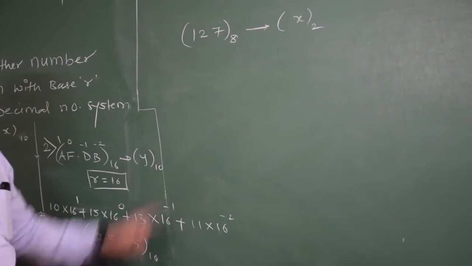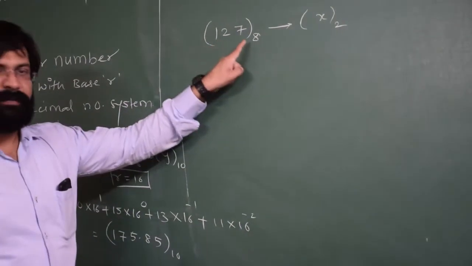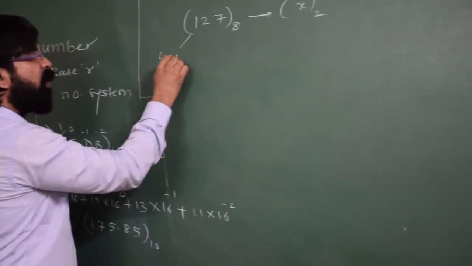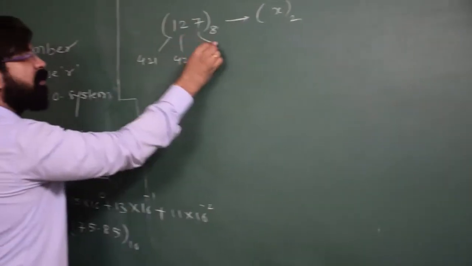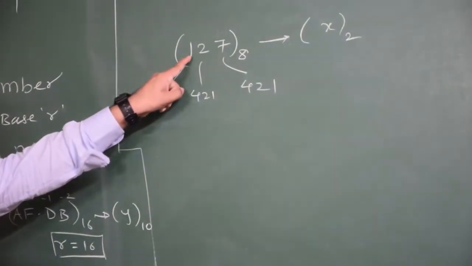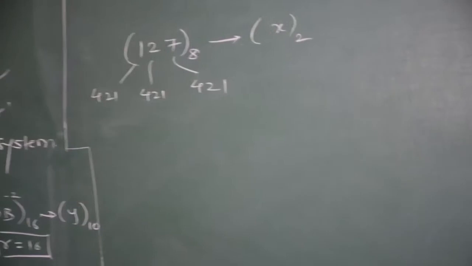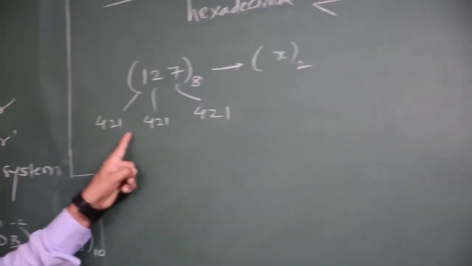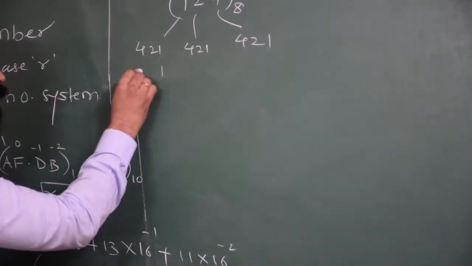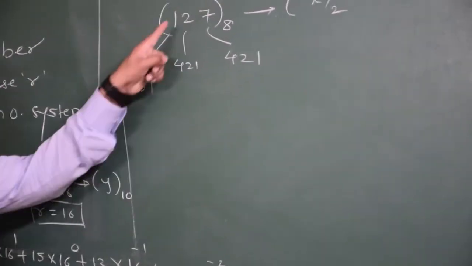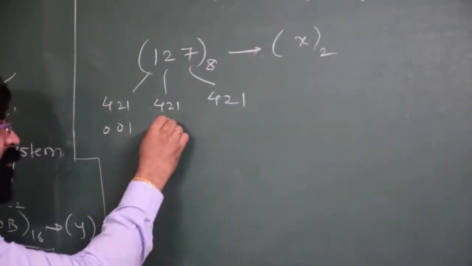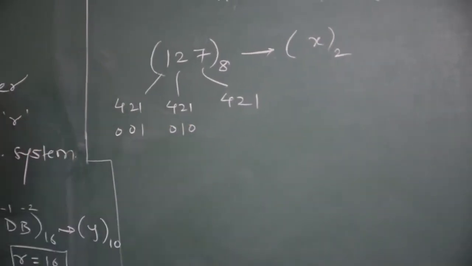What you need to do is check every digit: 1, 2, 7. Below every digit, specify their binary weights as 4 2 1. If I have to represent this 1 in binary, do you find this 1 in this 4 2 1? Answer is yes, you find it over here. So below that you write 1, other bits are 0. Do you find this 2 in this 4 2 1? Answer is yes, I find it over here. So I have to write 1 over here and other bits are 0.